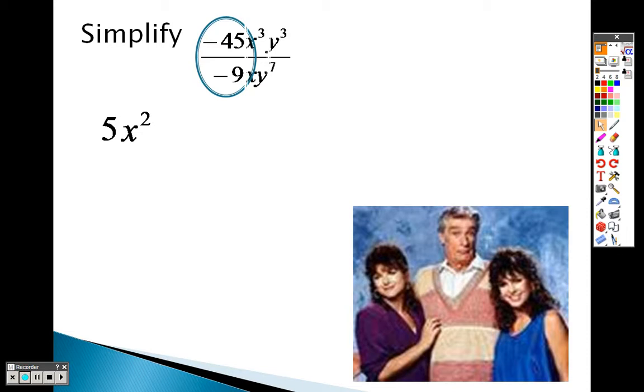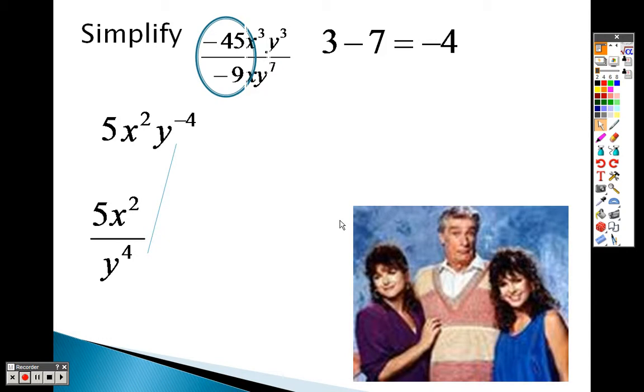I have y cubed on top and y to the 7th. 3 minus 7 is negative 4, but remember that little rule I told you. Which one's bigger? The bottom, right? Which means that y is going to go on the bottom. So 3 minus 7 is negative 4. That means we get a y to the negative 4, but this needs to go to the bottom because it's negative. And there's your final answer.